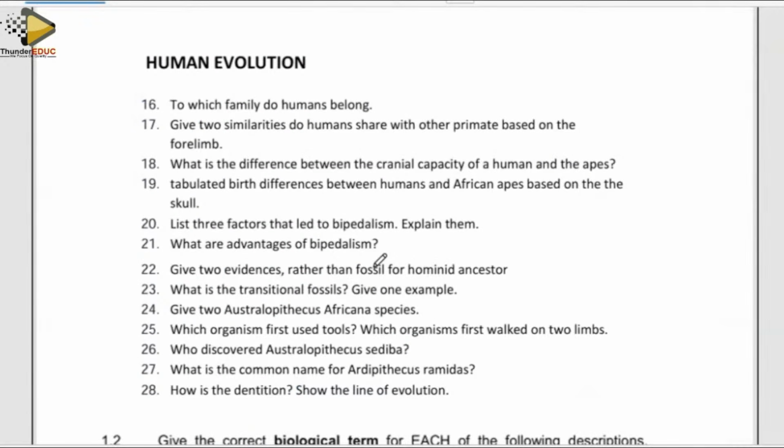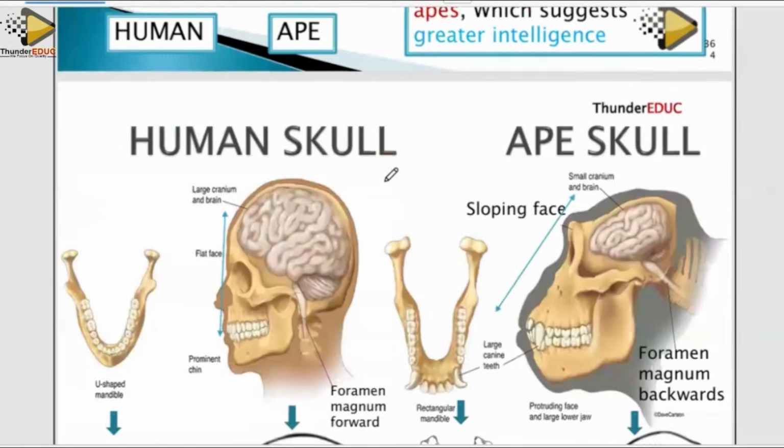Tabulate the difference between the cranial capacity of humans and apes. The cranial capacity of a human is large to accommodate more brain cells, high intelligence, while this one is small. That's why the intelligence is a bit smaller. Tabulate the difference between humans and the other primates in terms of the skull. So this is what you're supposed to do.